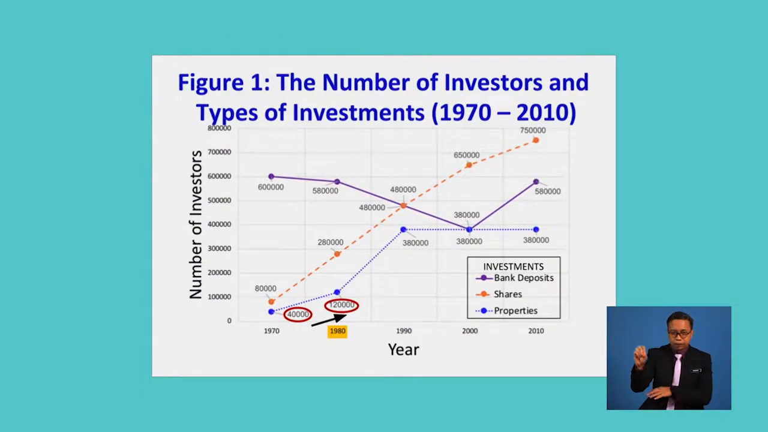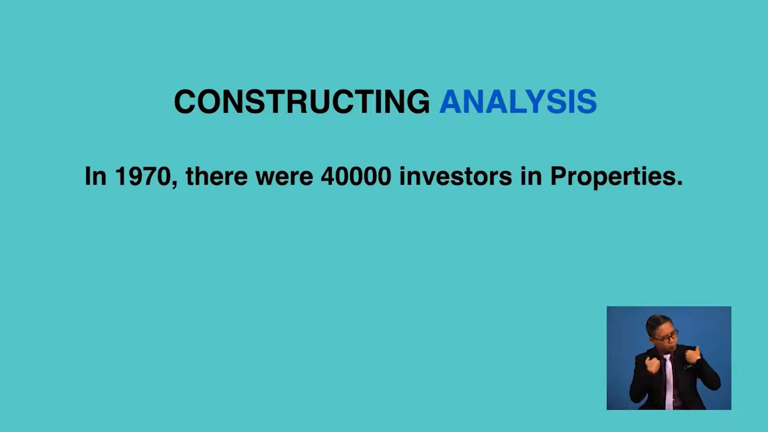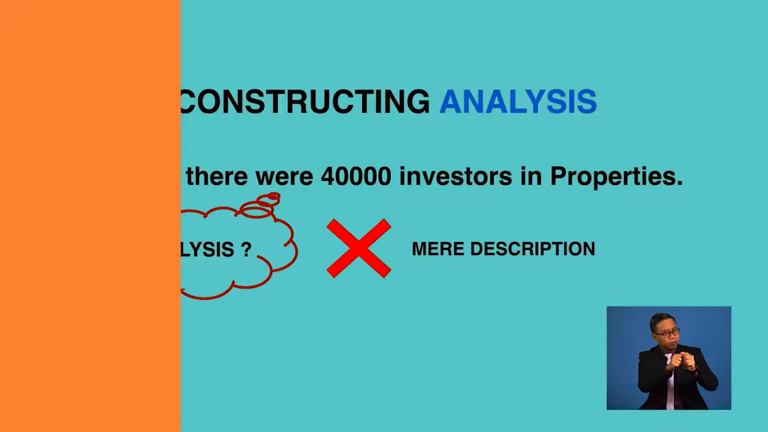Okay, let's look at 1970. There are 40,000 investors in properties. Remember, 40,000 represent the number of investors, and properties indicates the type of investment. Now, you have this information. In 1970, there were 40,000 investors in properties. Is this an analysis? No, this is not an analysis yet. It is only a mere description of what happened in 1970 based on the information from the visual.